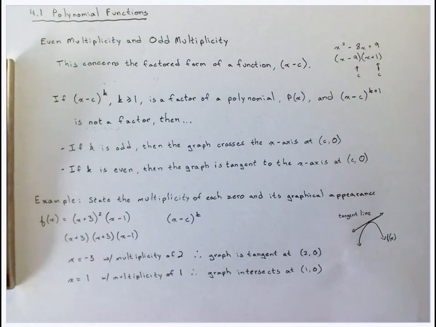Hey guys, let's talk about even multiplicity and odd multiplicity. What this concerns is the factored form of a function, when we're trying to find the zeros and we factor our function down. Here's an example. We have a quadratic, a trinomial, degree of 2, leading coefficient is 1. Whenever I factor this, this is the form that I get.